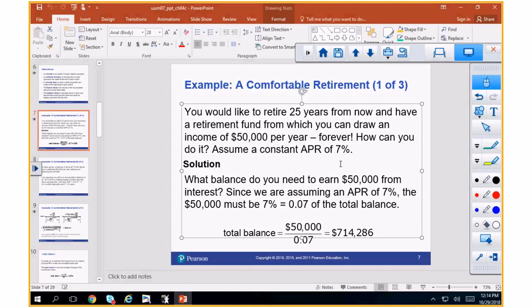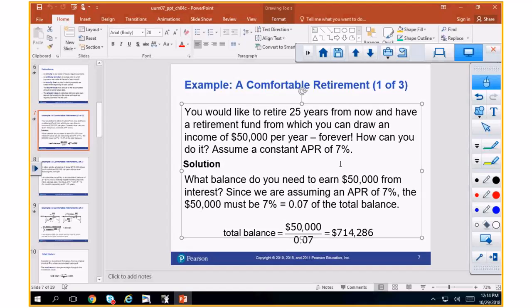All right, so what do you do first on this problem? First thing you got to do is find the lump sum to get paid $50,000 per year for the rest of your life. That's going to be a BA lump sum. All right, write down that. Find BA lump sum. Now, when you see the word forever, that's when you got to do this step. If you don't see the word forever, then you can just plug it in.